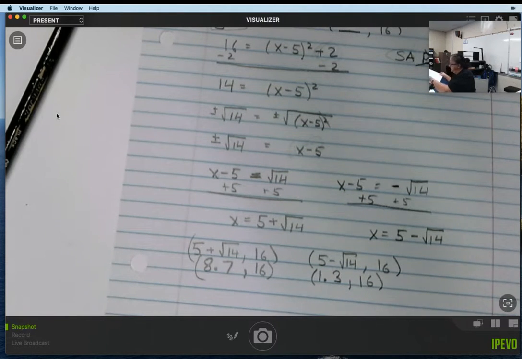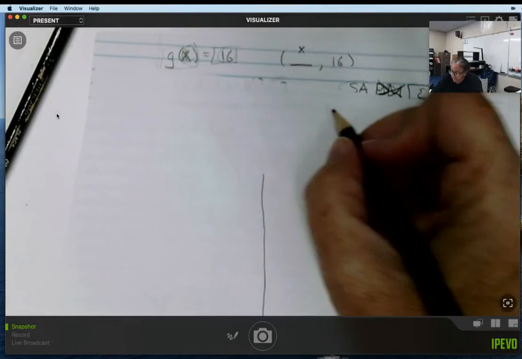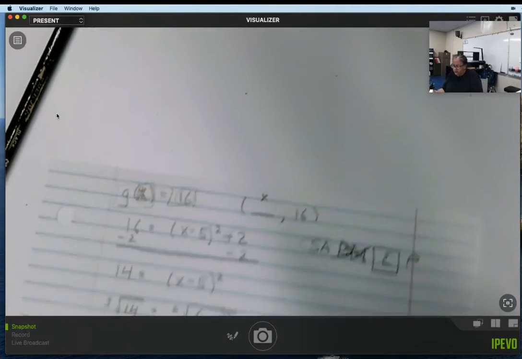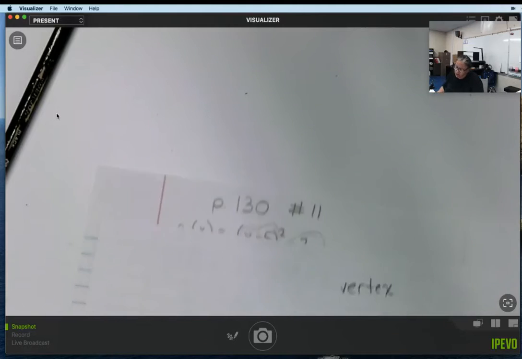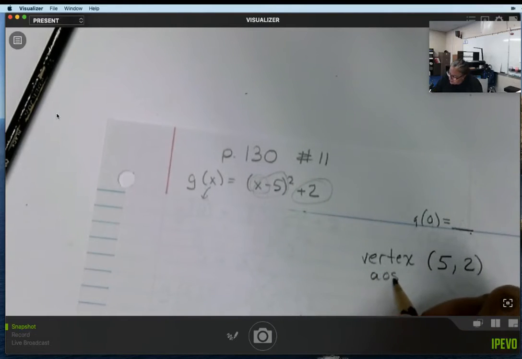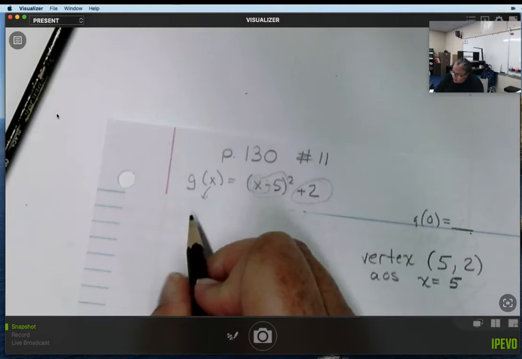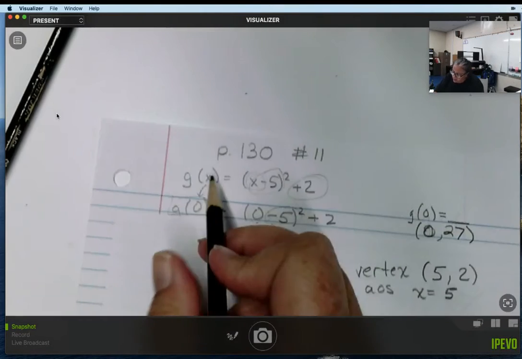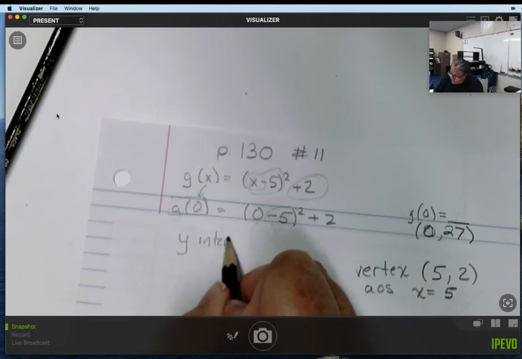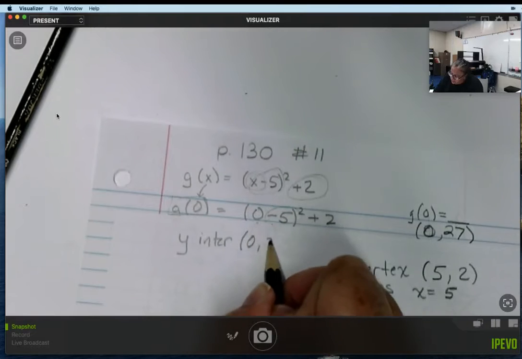The way I'm going to graph this is I'm going to make sure that I have my vertex. It's vertex form, so I can already see that the original equation had a vertex of 5, 2. That means my AOS is x equals 5. They actually helped us find our y-intercept. G of 0 gives us a y-intercept. So we have 0, 27.